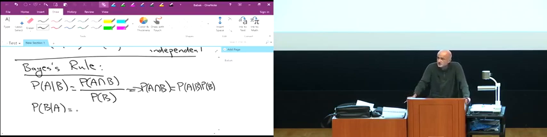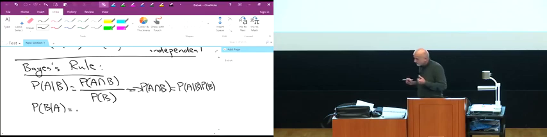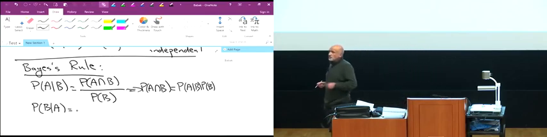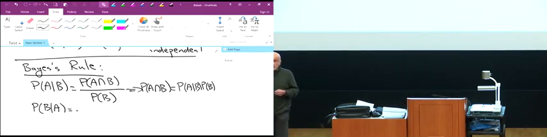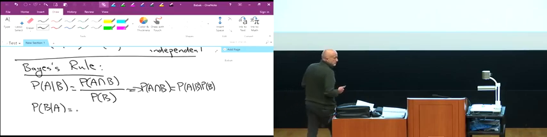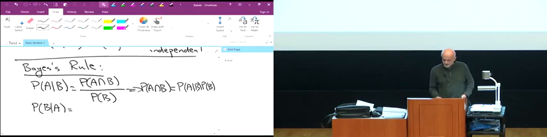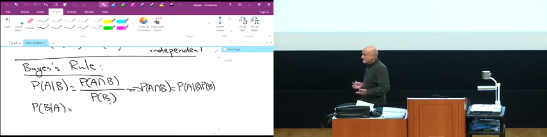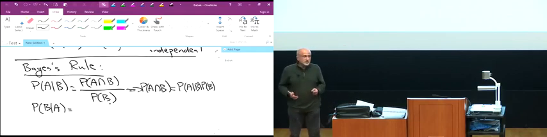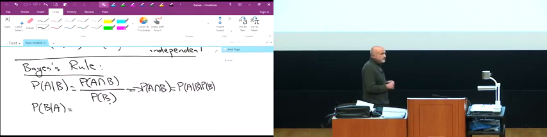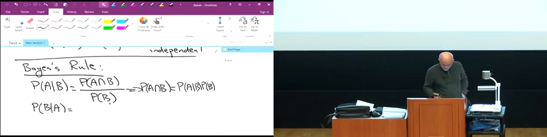What is the definition of conditional? By the way, before I forget, conditional probability is only defined when your conditioning event has non-zero probability. Otherwise, it's undefined. So when I say probability of A given B, this denominator had better not be 0. Otherwise, we're talking nonsense. So this is only valid when P of B is a positive quantity.